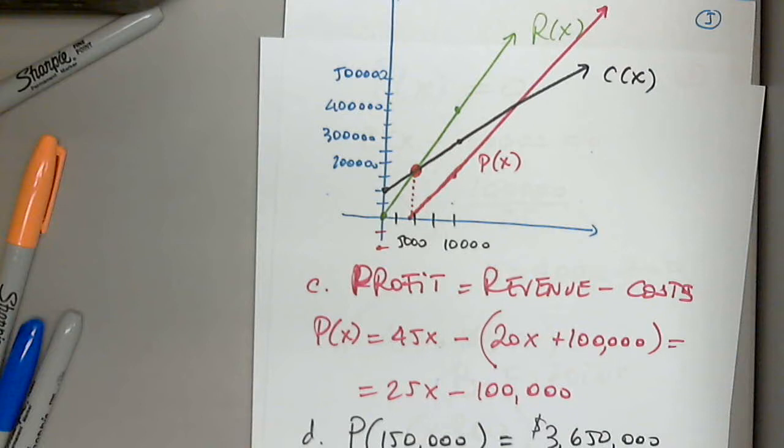Then we have 45x, which is the revenue. And then the last one, we have 25x minus 100,000. One of the reasons why I wanted to do this is because we have to adjust the viewing window. So what do I see? I see from 0 on the x-axis, from 0 to, let's say, 150,000. I don't have to go beyond that.